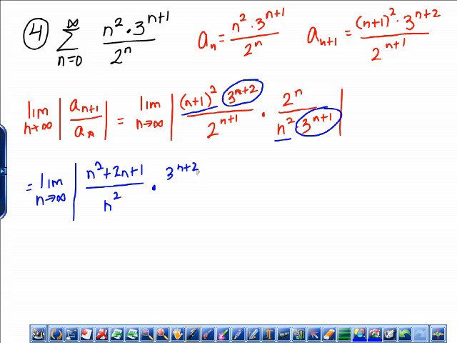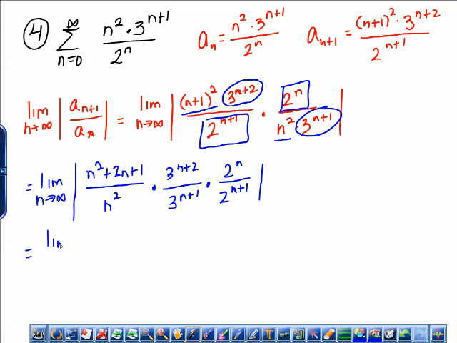Okay, 3 to the n plus 2 over 3 to the n plus 1. We did something very similar to this. Hopefully you're at least thinking about what that's going to be. And then now this last one. Very similar. 2 to the power of n over 2 to the power of n plus 1. And we don't have to deal with any factorials on this, which is nice.